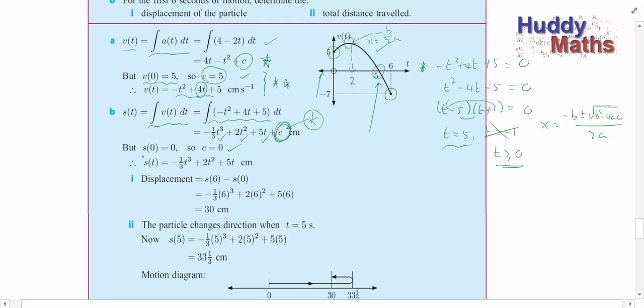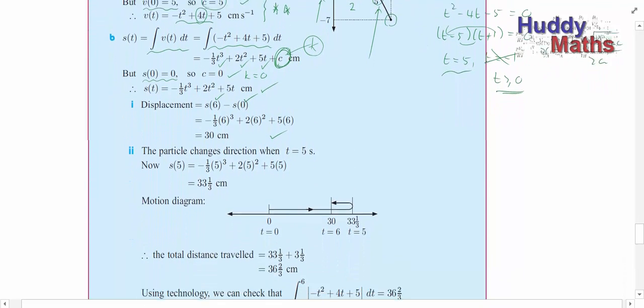And then we say when t is 0, s displacement is 0, it tells us that further up in the problem, and so the constant is 0. So that's k is 0 in there. Important. So the displacement of the particle in the first 6 seconds is displacement at 6 minus displacement at 0. So that's a change in displacement, and that's 30 centimetres. Subbing those numbers in.